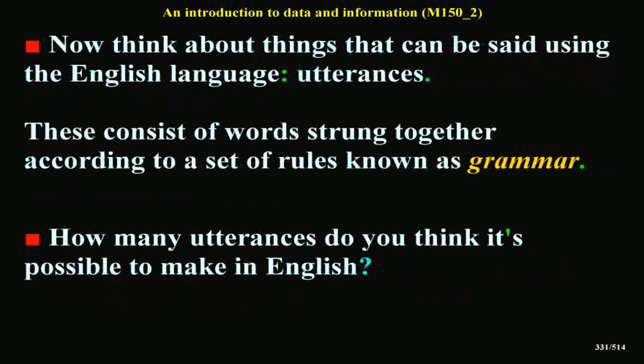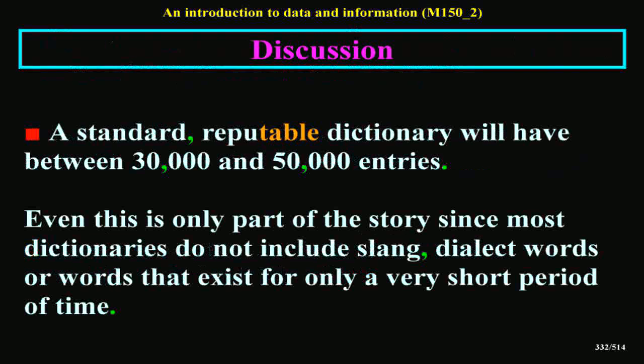Now think about things that can be said using the English language: utterances. These consist of words strung together according to a set of rules known as grammar. How many utterances do you think it's possible to make in English?